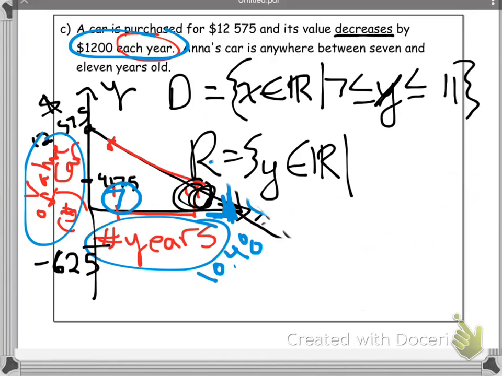Oops, this is an x. Getting tired. Such that y is between negative 625 and positive 12,575. Okay.